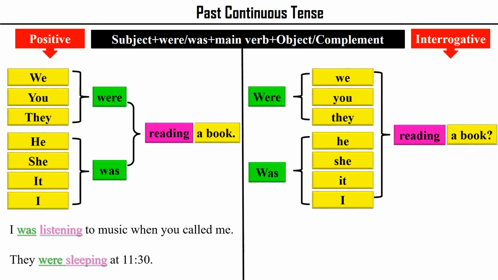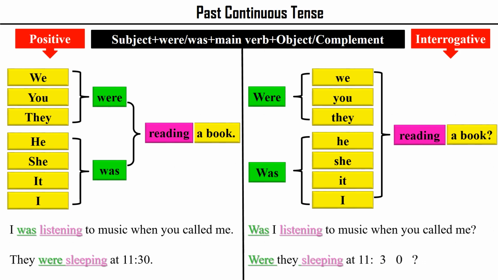See, the helping verbs come at the beginning of the sentence plus subject. Okay, let's look at some more examples. Was I listening to music when you called me? Is the interrogative of I was listening to music when you called me. Or were they sleeping at 11:30 is the interrogative form of they were sleeping at 11:30, etc. Let's move on.